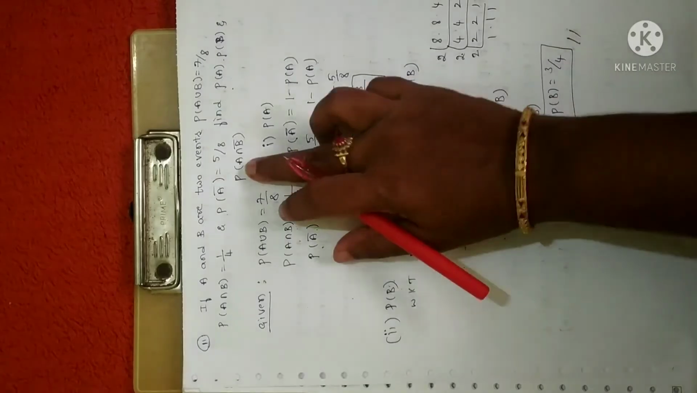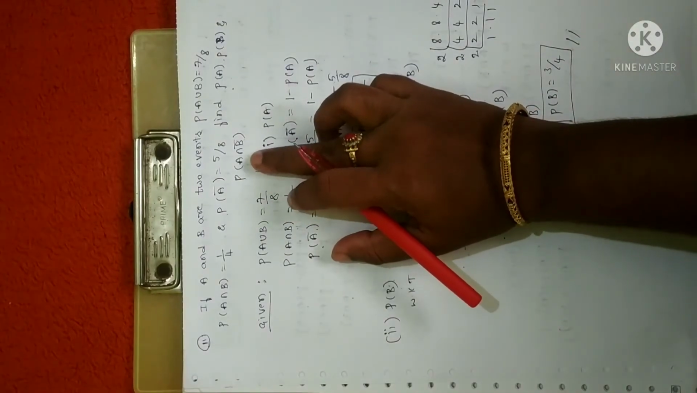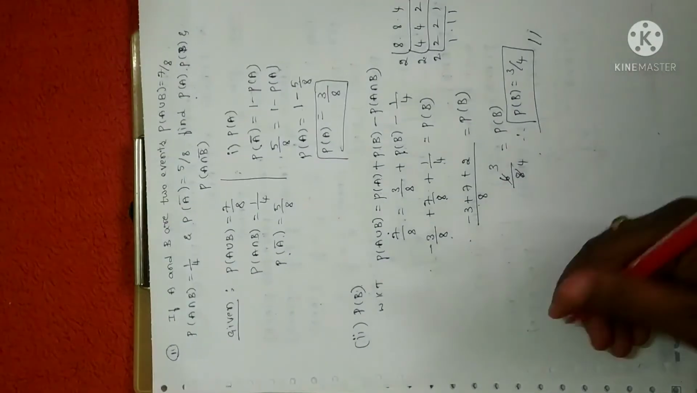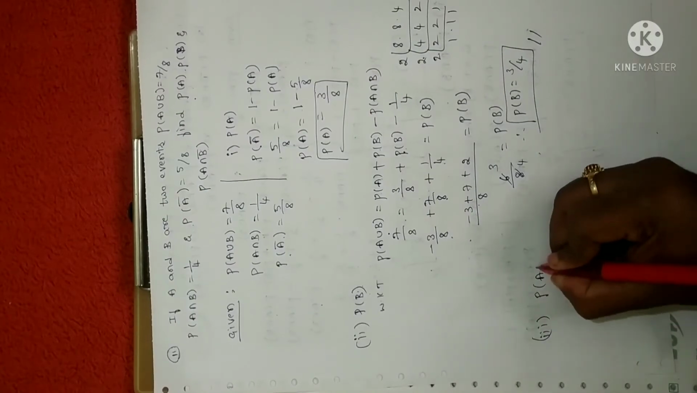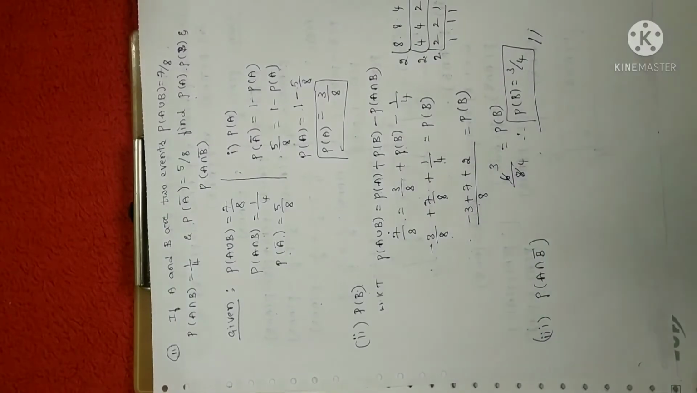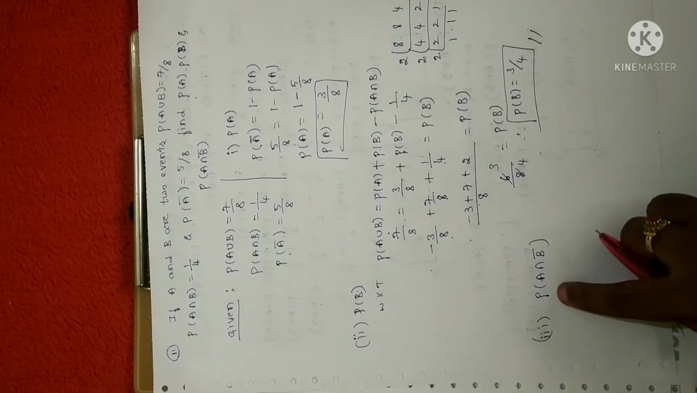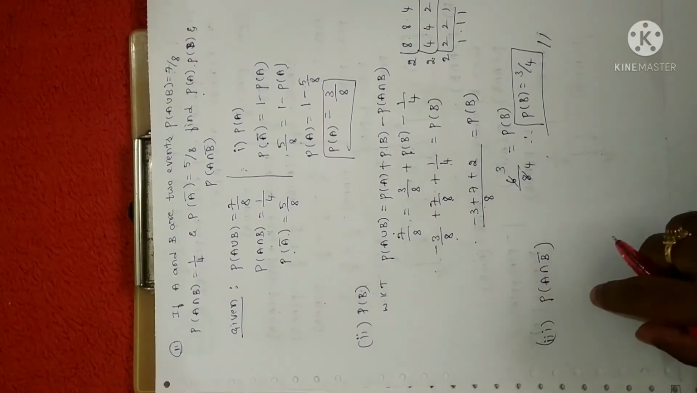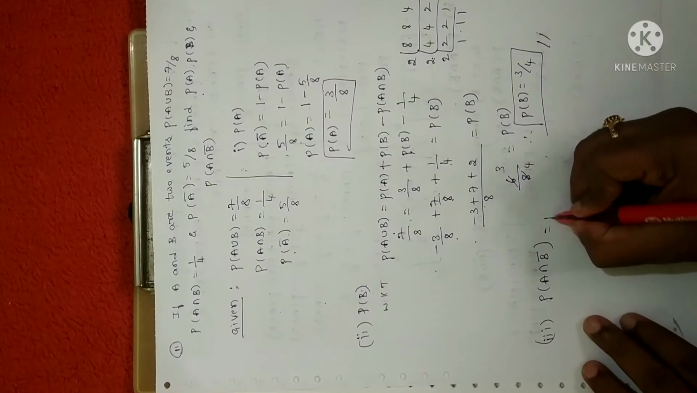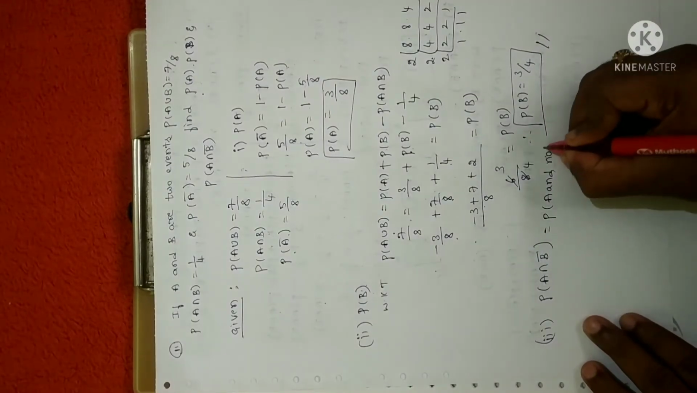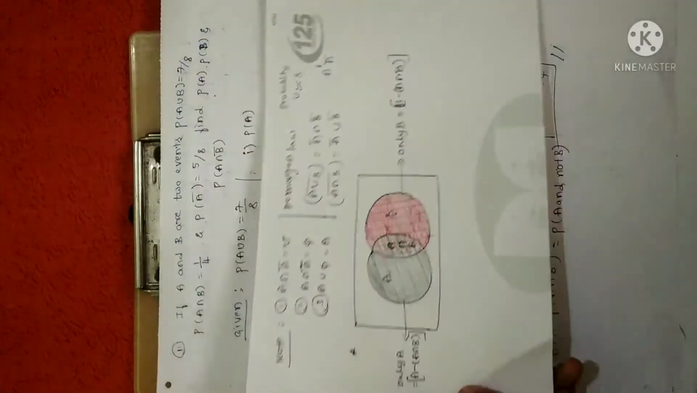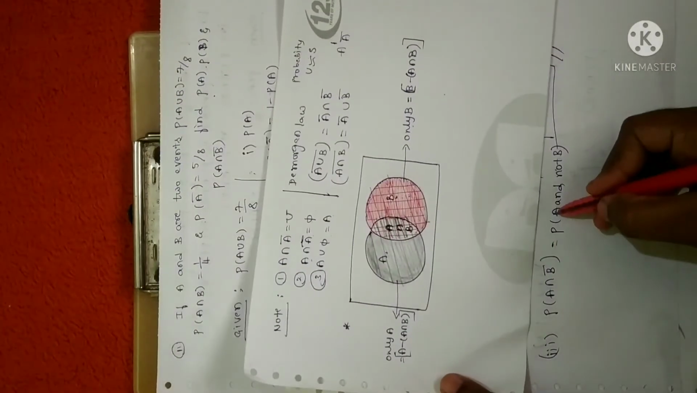Fine. Now, at last you have to find A intersection B complement. Just now I have solved the same problem, so you have to make use of the same concept, P of A intersection B complement. As I already told you, A intersection B complement in the sense P of A and not B. See here, A and not B.